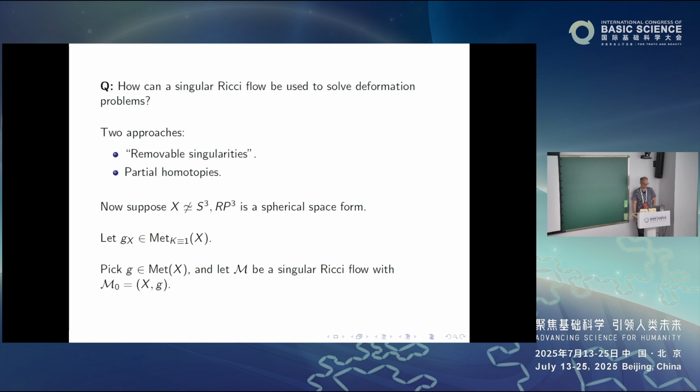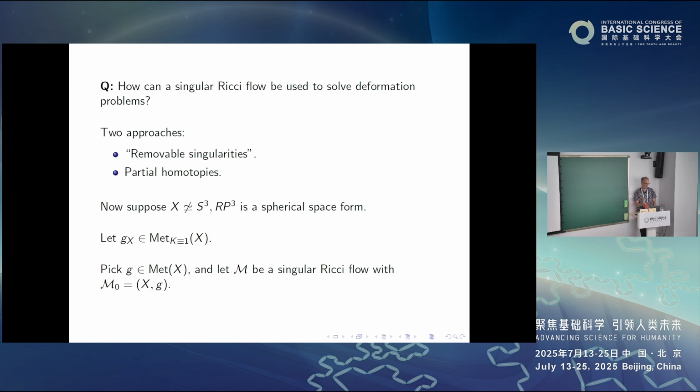So now let's come back to the topological questions that we started with. How can you use an object like this to solve the deformation problems that we were looking at before? In the two-dimensional case, you run Ricci flow, it produces a metric with constant curvature, you're done. Here you have some sort of horrible mess. So what do we do? There are two approaches. One I would call removable singularities, and the other uses some kind of structure that we call partial homotopies, which is a little difficult to explain in a limited amount of time. So I'm going to focus on the first method.